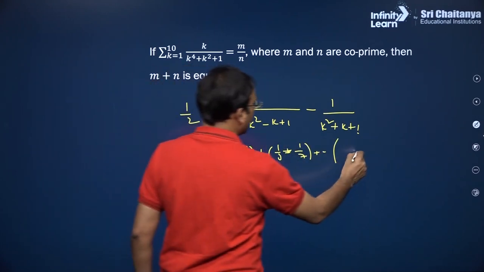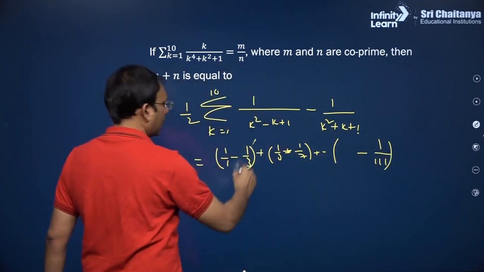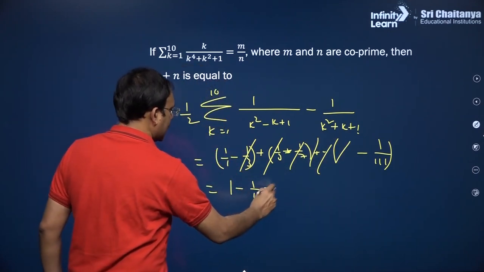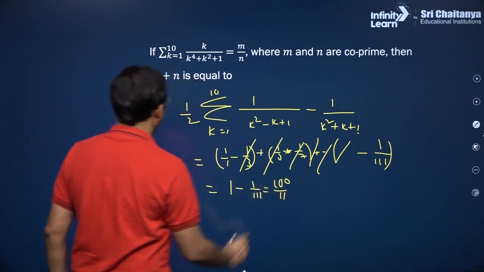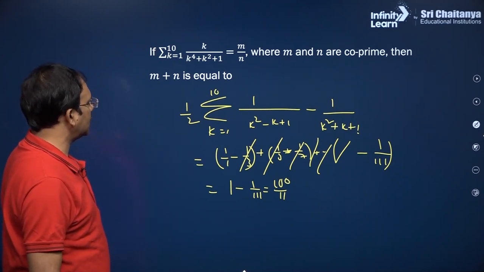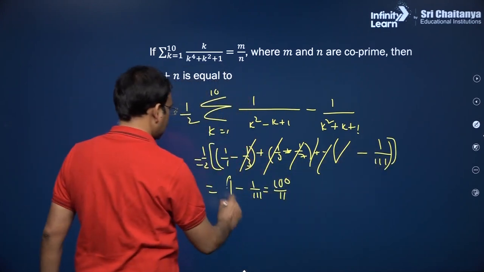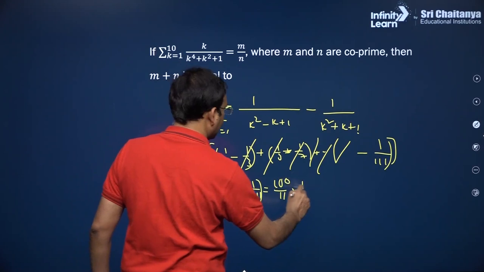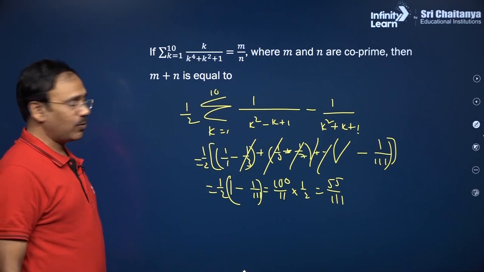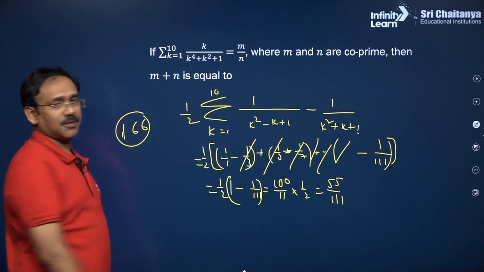When you put n is equal to 10, the last term you will get 100, 110, 111, you are going to get. Because second, first, second, first, second, first get cancelled, you will get 1 minus 1 by 11, which is, I can say, 100 by 11, my dear friends, which is going to be, you can say, half into this is m by n. Since this half continues throughout the calculation, you can write half, which is 55 by 111, my dear friends. So m plus n is going to be 166. 166 is the answer. Okay.